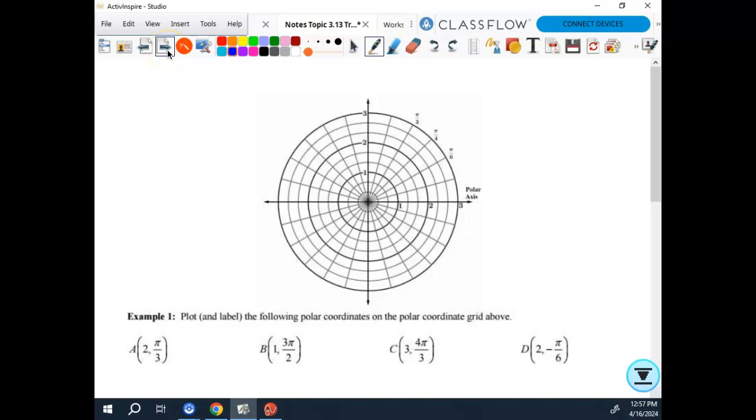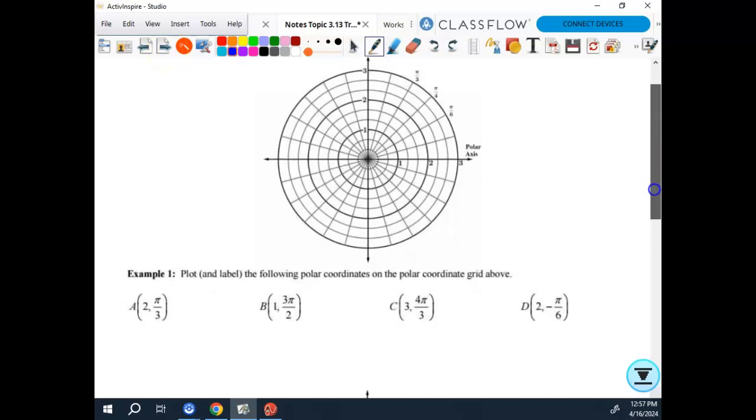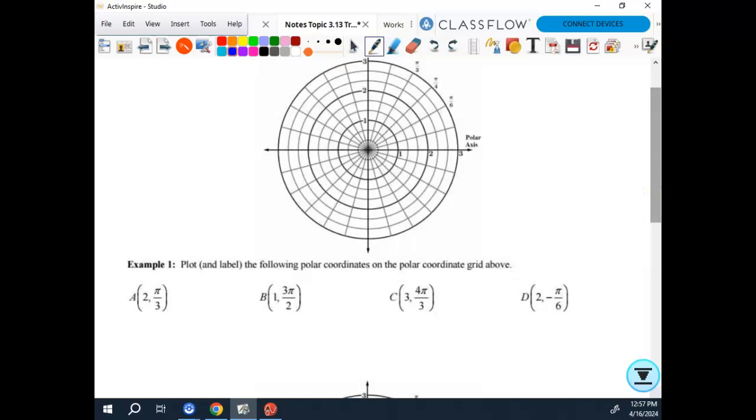And this is what a polar coordinate grid looks like, sort of. You won't always see what looks to you like the x and y axis, because it's not the x and y axis. On the polar coordinate system, you have a polar axis. So this right here is your polar axis.